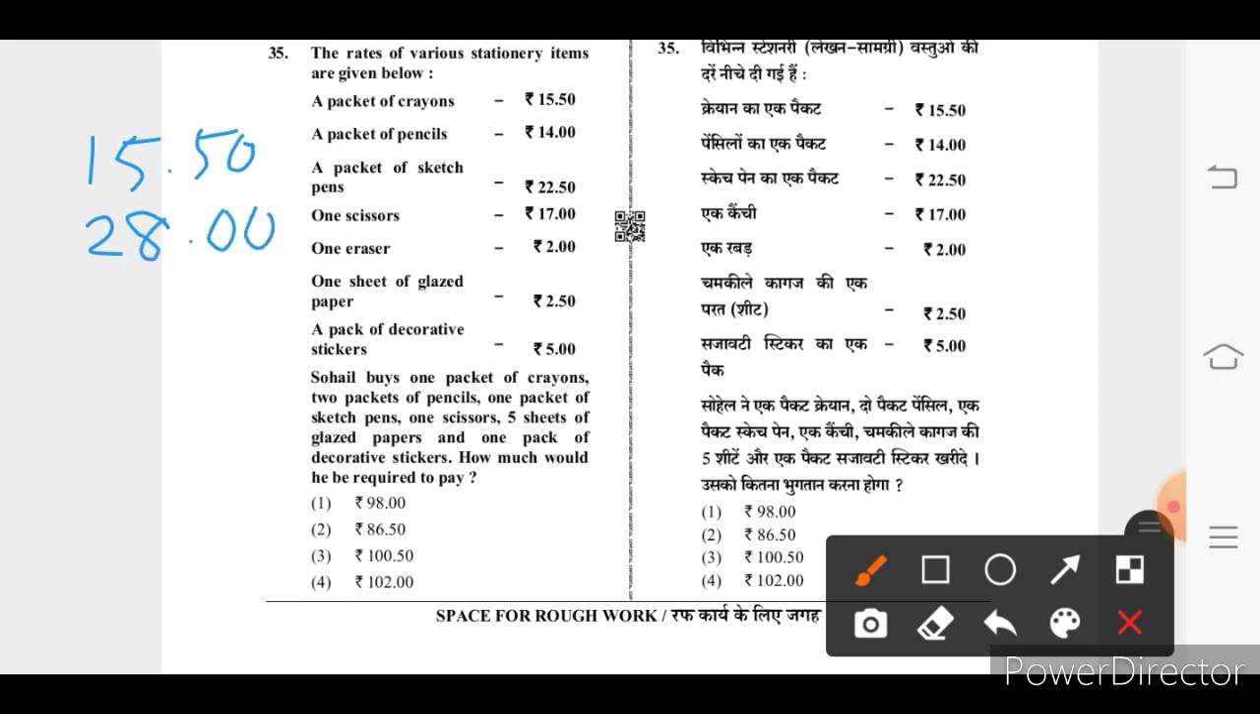And 1 packet of sketch pens. 1 packet of sketch pens cost is 22.50. And 1 eraser is 2 rupees. 1 scissor is 17 rupees.